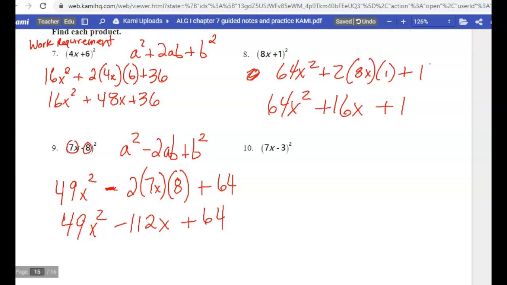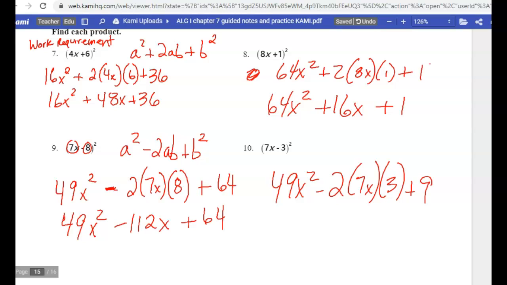Similar to the last one, 7x times 7x, already did it. 49x squared minus 2 times 7x times 3. Remember, you just write down the b. The b is 3. And then you're adding 9 because you have negative 3 times negative 3. So you end up with 49x squared, and that is minus 2 times 7 is 14 times 3 is 42x that you subtract, and 9. So you're going to fly right through these today.